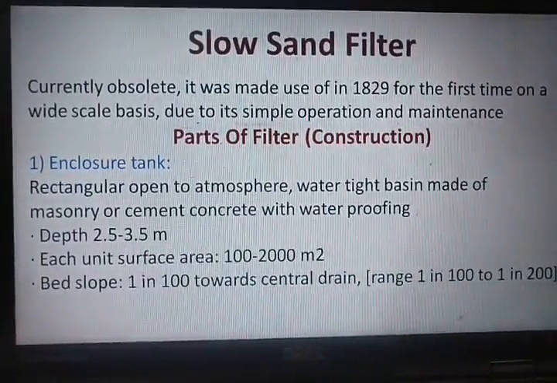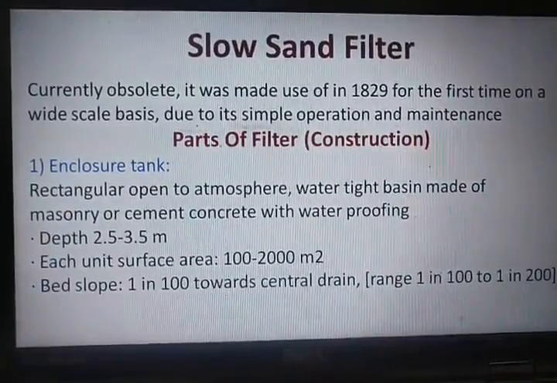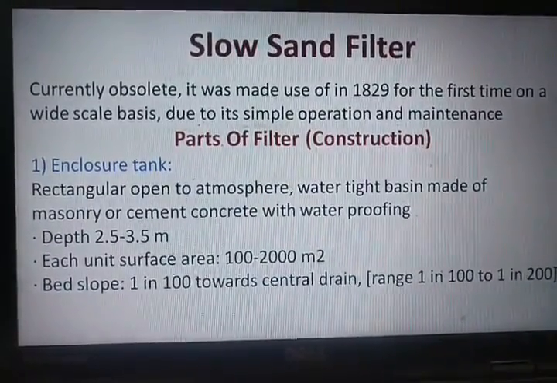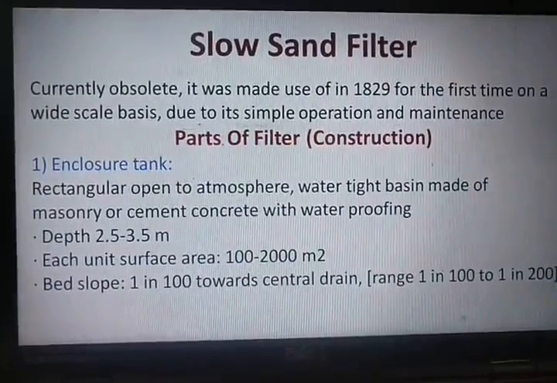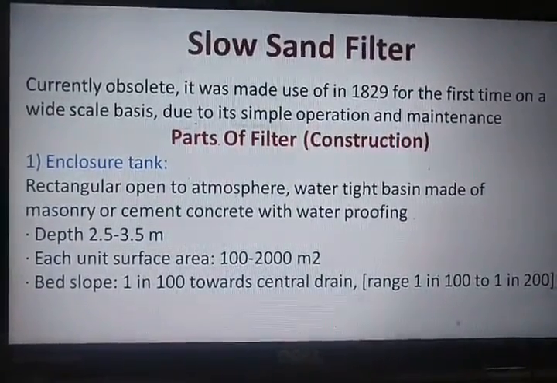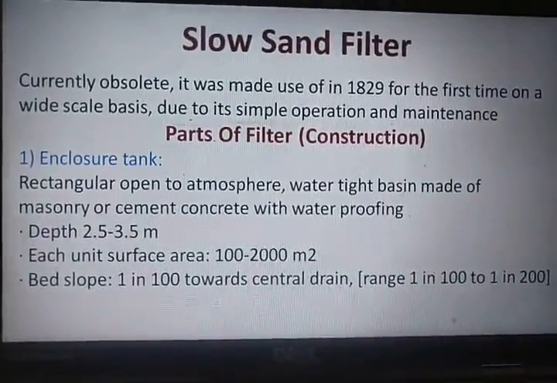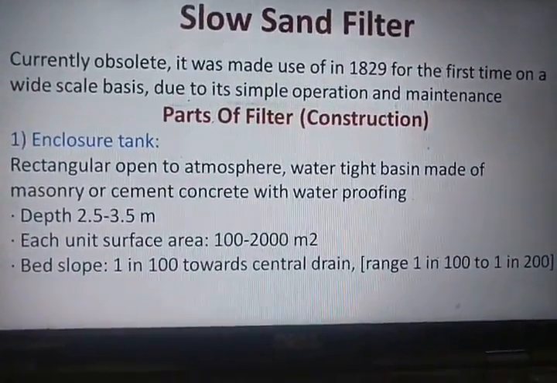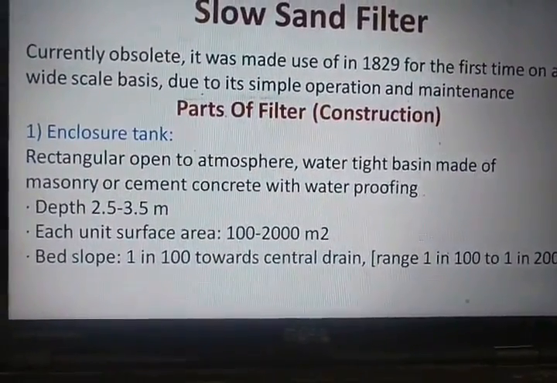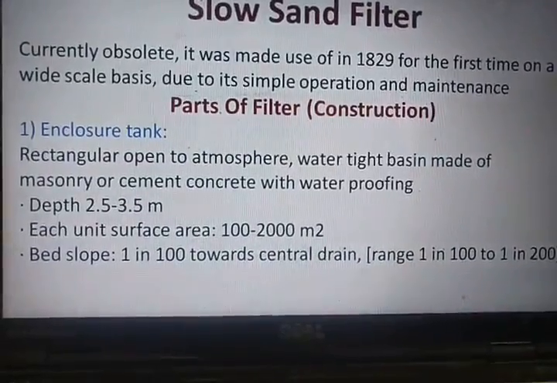The ideal depth should be 2.5 to 3.5 meters and the unit surface area 100 to 2000 square meters. That means the bed area of the sand filter varies between 100 and 2000 square meters depending upon the capacity of the water treatment plant, and the bed slope will be 1 in 100 towards the central drain. It may also vary up to 1 in 200. This is for the obvious reason that the treated water should easily flow to the central main drain after the filtration process.